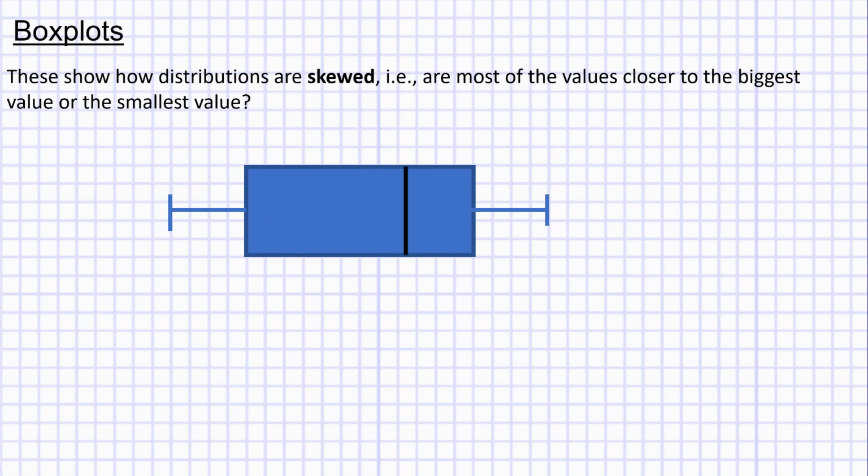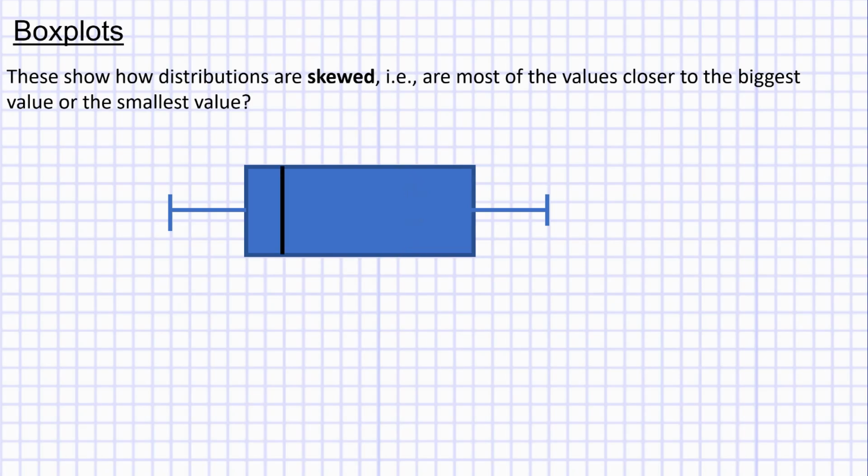Here's another box plot with a different skew. So this time the median is way towards the upper end. What this tells us is that most of the values, in fact 50% of the values, are at the upper end of the distribution. And we call this, out of interest, a negative skew.